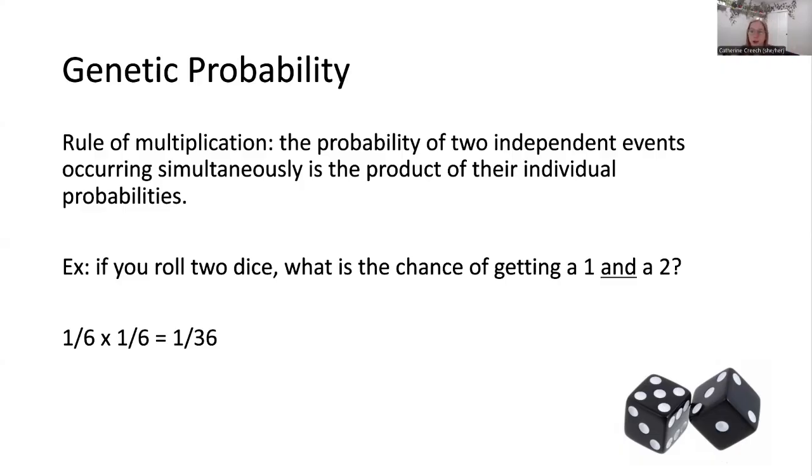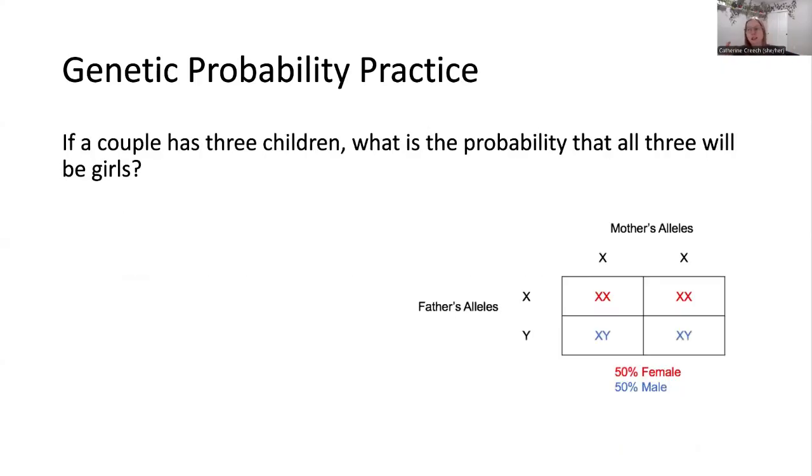Here's another way to practice this idea. Imagine that a couple has 3 children. What are the chances that they will all be girls? Think about the odds of getting a girl, and then whether or not this is independent events occurring simultaneously, or whether or not this is mutually exclusive events.